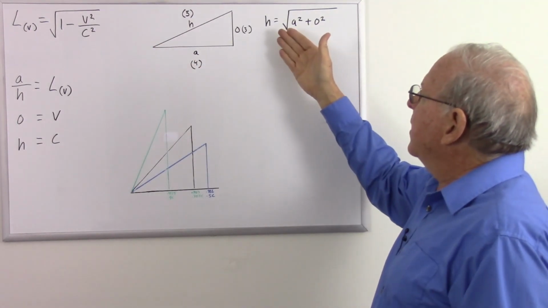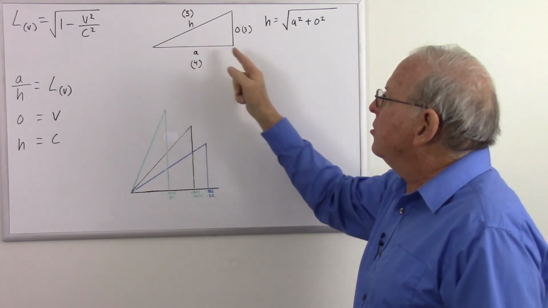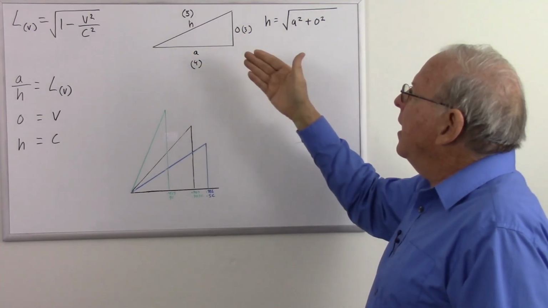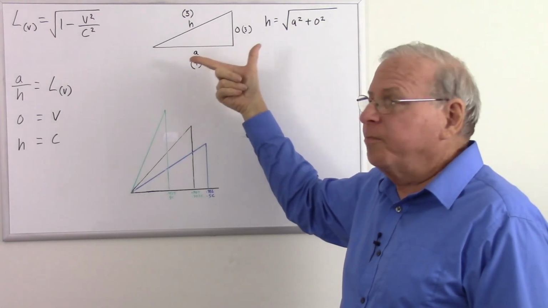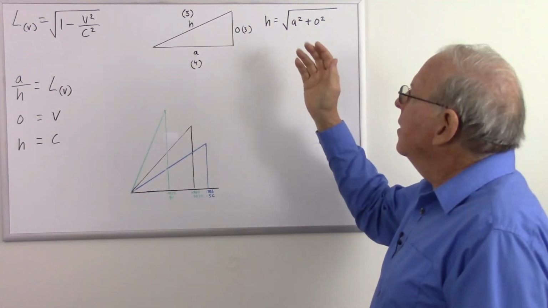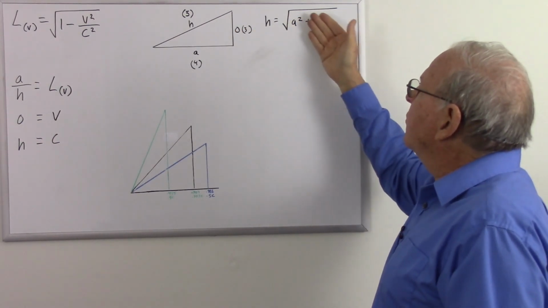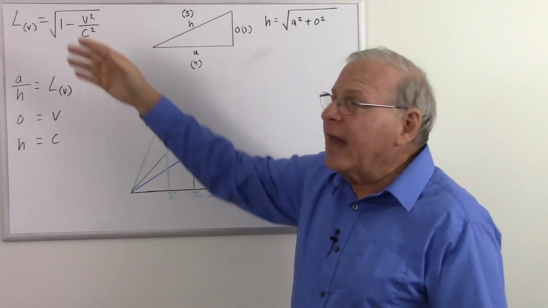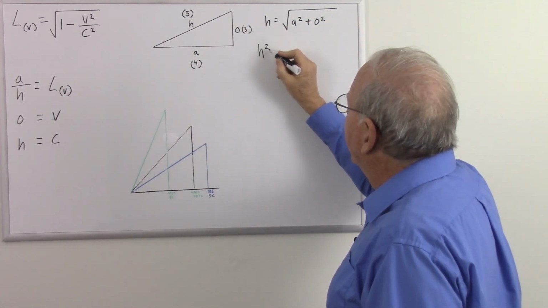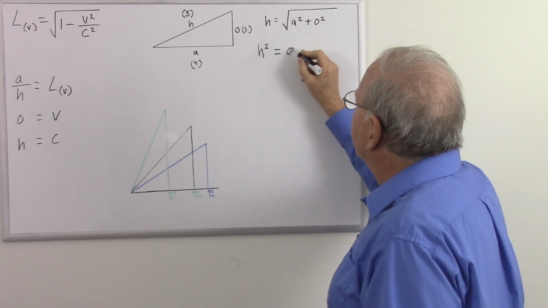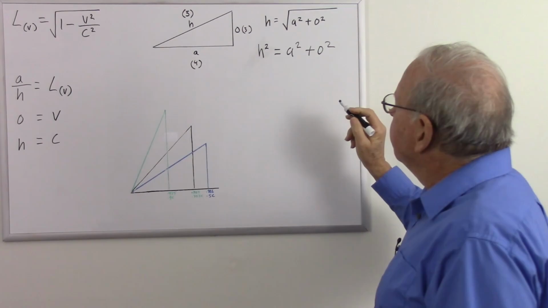So once again, the Pythagorean theorem is used to calculate the hypotenuse of a triangle if you know the adjacent and the opposite. But in the case of length contraction, you're trying to find the length of an object based on its speed in relation to the speed of light. So let's see if we can re-express this as that. So another way to express the Pythagorean theorem is the hypotenuse squared is equal to the adjacent squared plus the opposite squared.